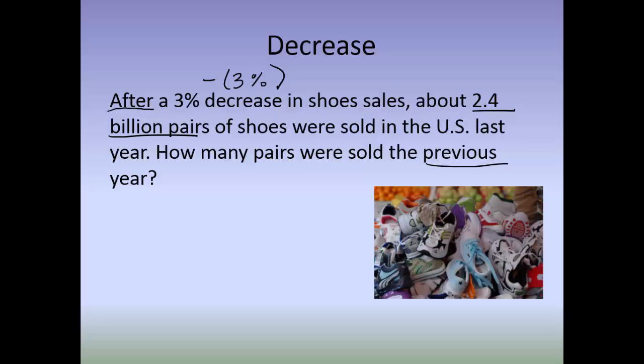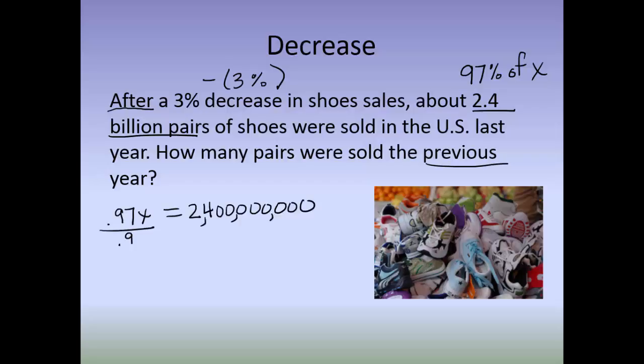Here's what I want you to think of. The original amount is 100% of the shoes. The new amount is 3% less. So the new amount represents 97% of the original amount, which is our x because it's missing. So we can write an equation that says that. 97% of x looks like this, and 97% of the original amount results in 2.4 billion pairs of shoes. And now to solve, we need to divide by 0.97.